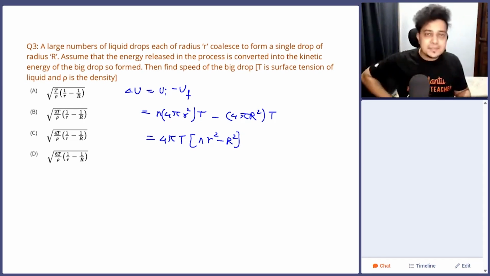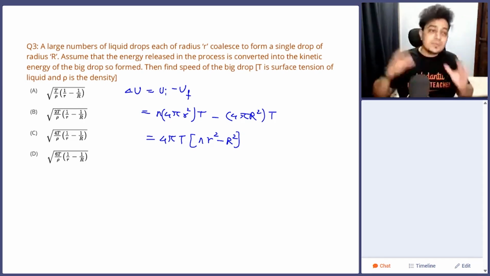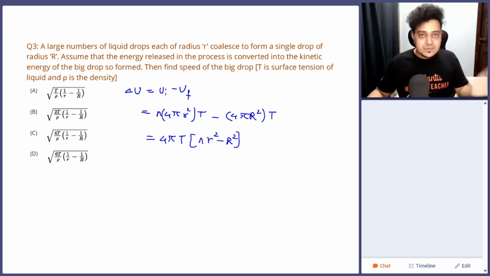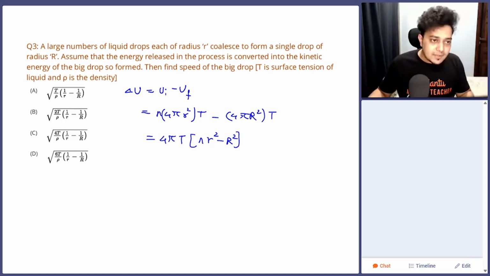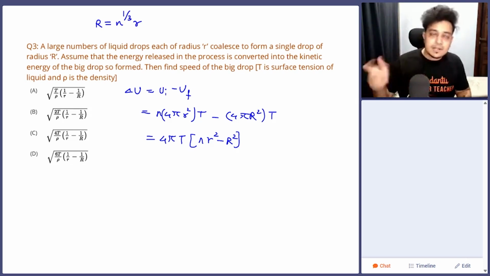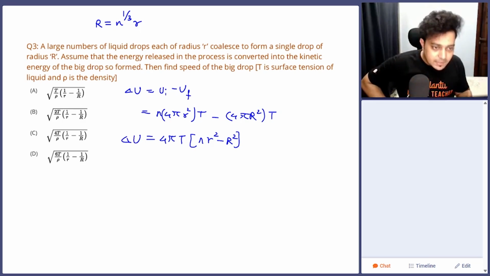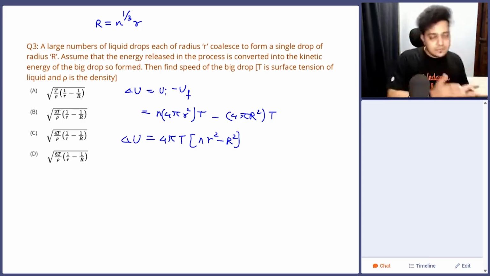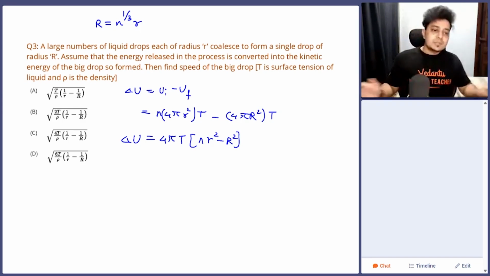There's an interesting relation between them, because a large number of liquid drops, each having radius r, combine to form a big drop. So their total volume will be the same. Volume conservation can be useful. Total initial volume will be equal to total final volume. And from that, we get a very important relation. Capital R is equal to n raised to 1 by 3 into small r. This is the relation between capital R and small r. Now this is the energy that will be released. Initial energy will be more, final area will be less, so energy will be released.